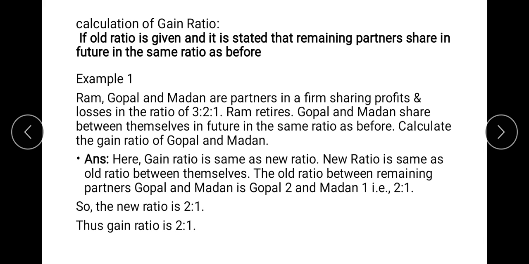If old ratio is given and it is stated that remaining partners share in future in the same ratio as before. Example: Ram, Gopal and Madan were partners in a firm sharing profits and losses in the ratio of 3:2:1. Ram retires, so Gopal and Madan share between themselves in future in the same ratio as before. Calculate the gain ratio of Gopal and Madan.